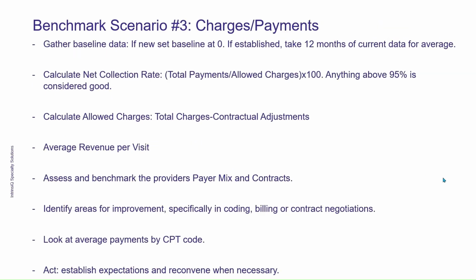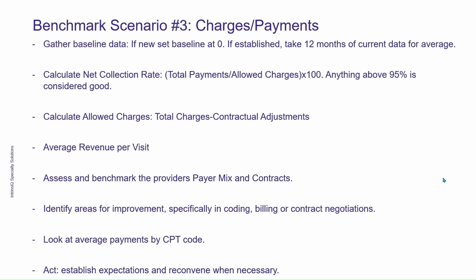So the third scenario is going to be charges and payments. Now, we're not going to spend a lot of time on this slide deck just because we already can establish what charges and payments do for a practice. Obviously, we need to ensure that the amount we're charging out is going to be beneficial for us, but also ensuring that we're getting those payments in to keep the doors open.